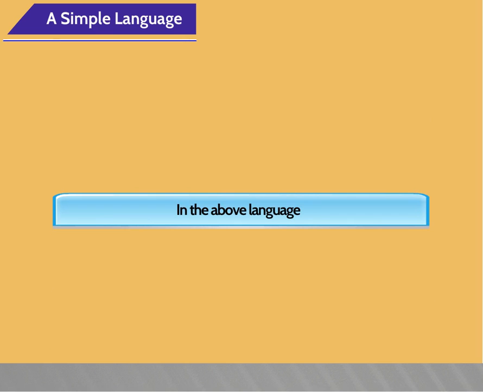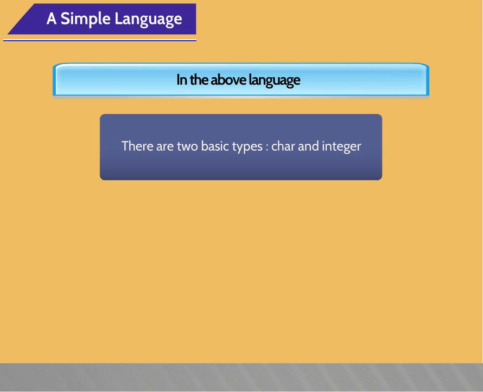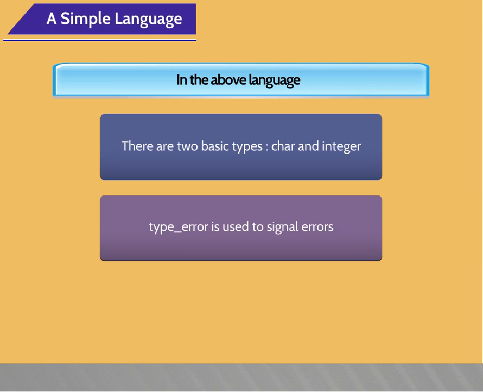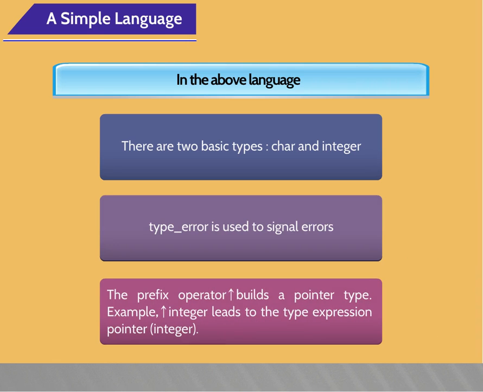In the above language, there are two basic types, char and integer. type_error is used to signal errors. The prefix operator ↑ builds a pointer type. Example, ↑integer leads to the type expression pointer(integer).